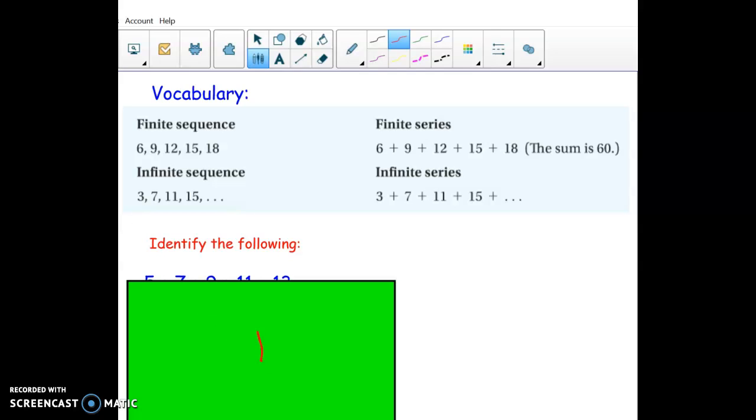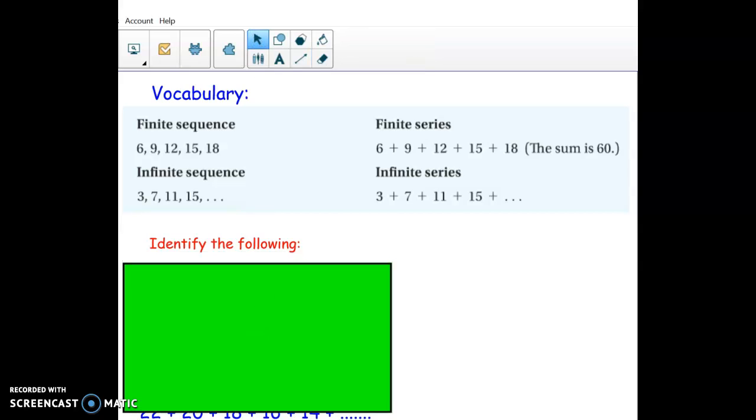Okay, so first thing is just to get the vocab down. Remember, we're talking about sequences and series, all right? Sequences look like this, where you're not adding them together. And then a series is when you actually add them together and find the sum. So here, in this series, you add all those together, you get 60: 6, 9, 12, 15, 18.